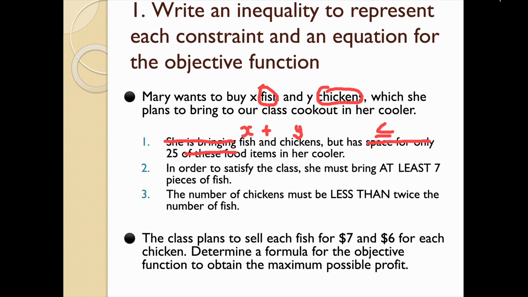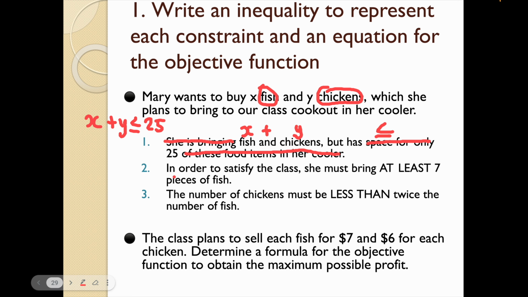All of this here is unnecessary, right? This is just extra fluff. Now, x plus y less than or equal to 25. So that's our first constraint: x plus y less than or equal to 25. Does that make sense? Yep.